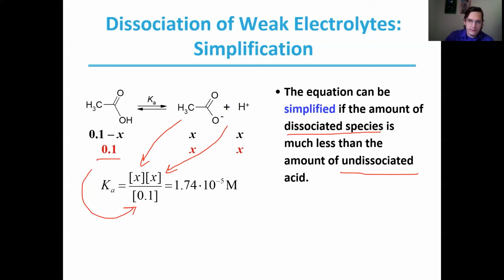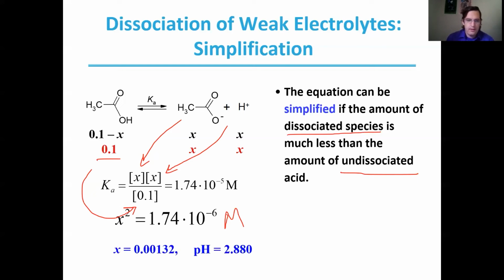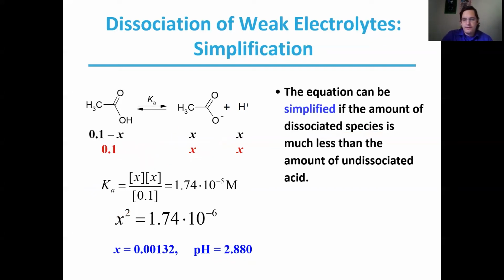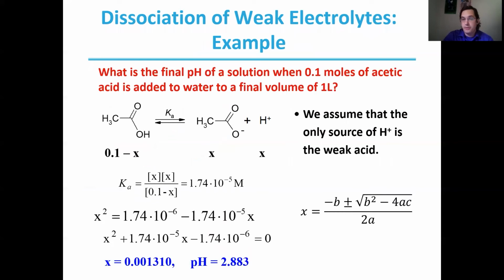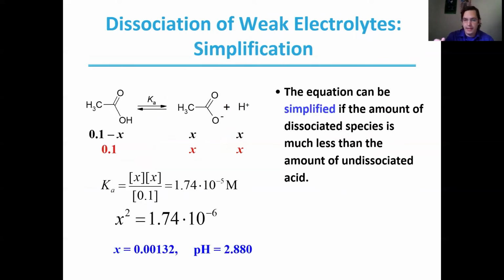We can rearrange this. So this becomes x squared equals 1.74 times 10 to the negative 6. Of course, this would be in units of molar. And we just take the square root here in order to solve for x. So when we take the square root, we get x equals 0.00132. Take the negative log of x, and we get our pH as 2.880. So notice with this assumption, we do get a slightly different pH value. Previously, we had 2.883. Now we have 2.880.